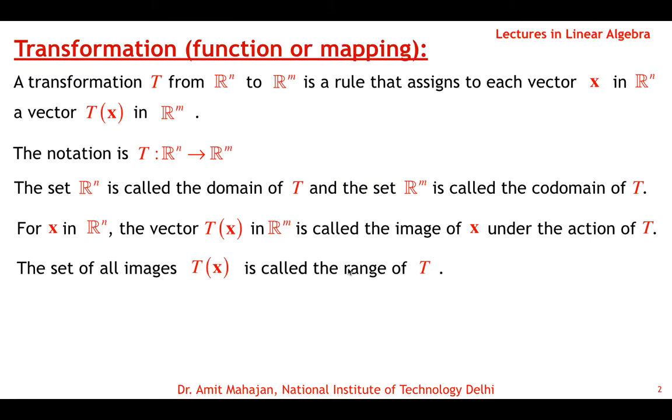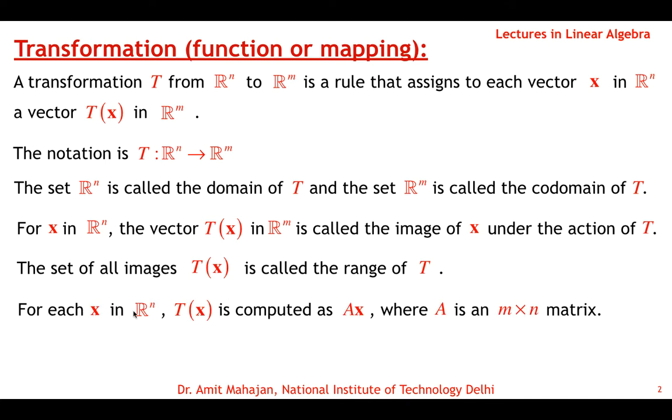Definitely for every vector that is coming from here, the transformation takes that vector to the Rm space, but it is always possible that Rm space may have some vectors which are not coming from Rn space.